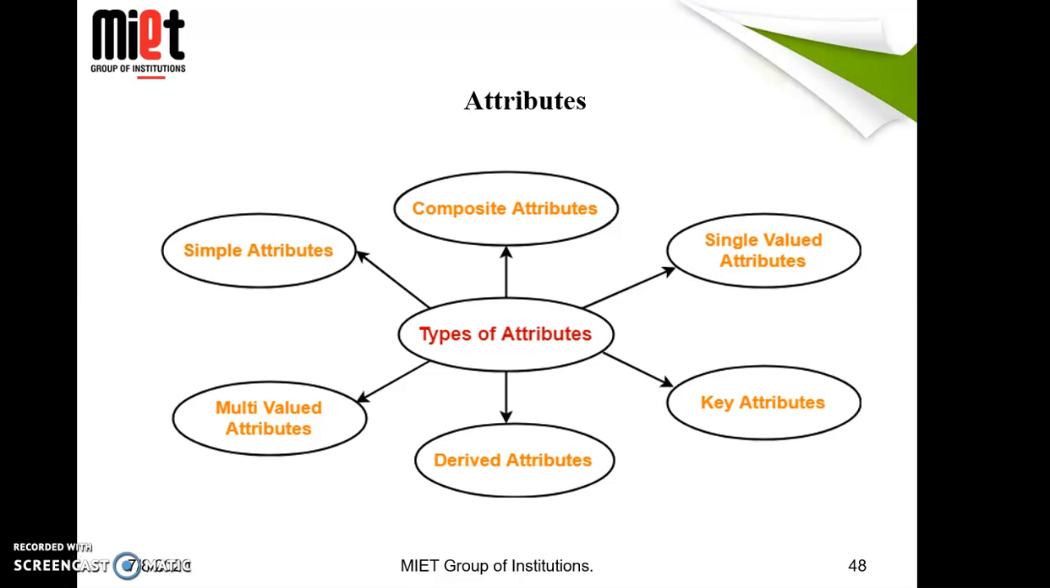Multi-valued attribute. A multi-valued attribute is one that holds multiple values for a single entity. Some attributes have multiple values for a particular entity. For example, a student can have multiple values for hobby. A person can have more than one hobby, like playing cricket or dancing. That is called a multi-valued attribute. Or a person can have more than one telephone number, that also comes under multi-valued attributes. I will show the notation for how we denote the multi-valued attribute and composite attribute later.